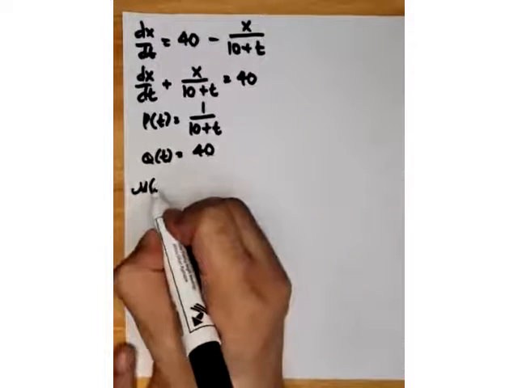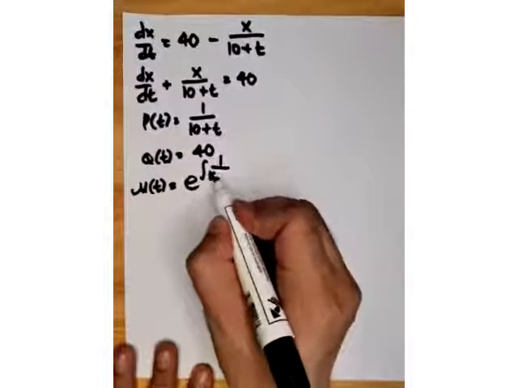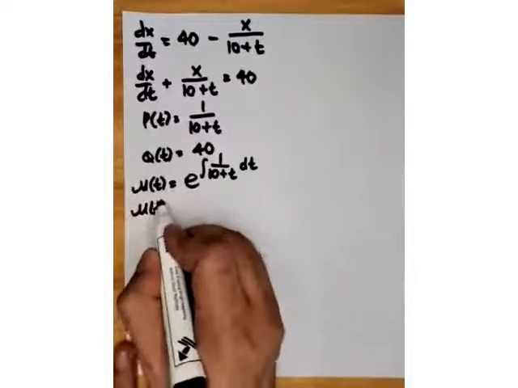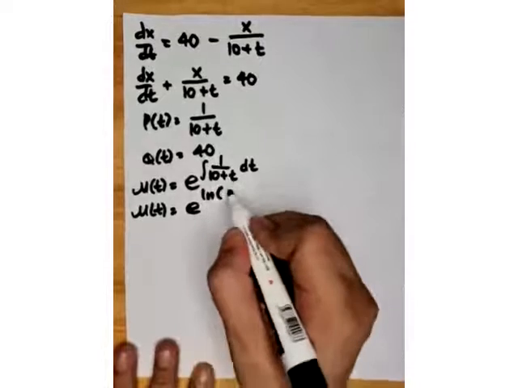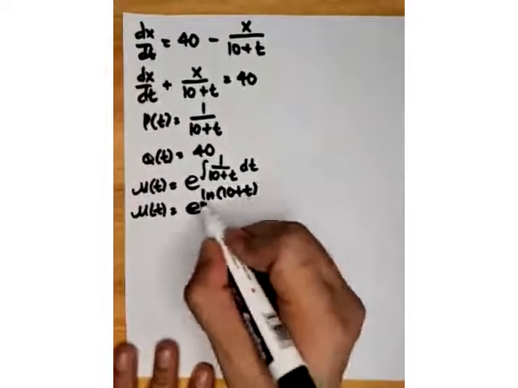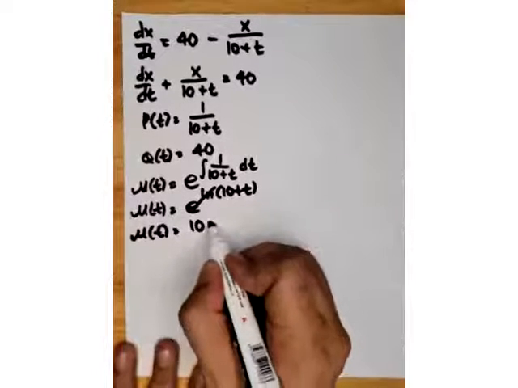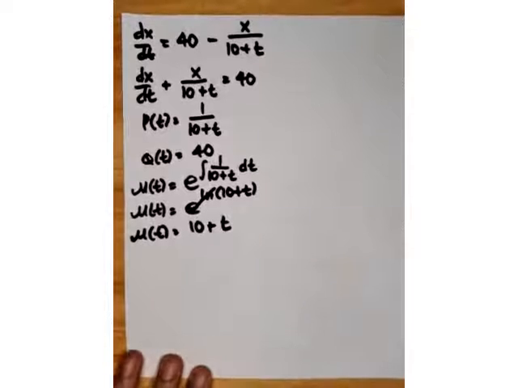So the integrating factor then is equal to e raised to the integral of 1 over 10 plus t dt. So the integrating factor is equal to e raised to ln of 10 plus t. Cancel natin yan. So the integrating factor is equal to 10 plus t. Okay, now let's derive our solution.